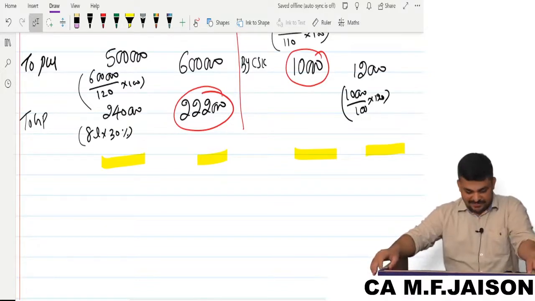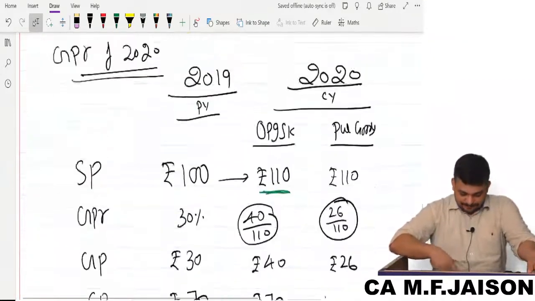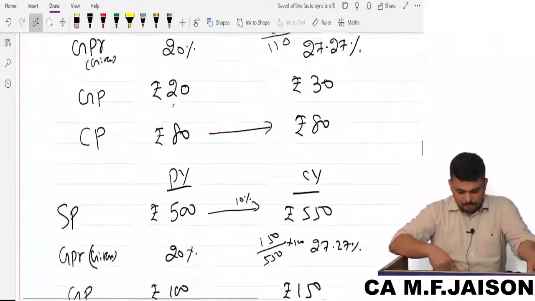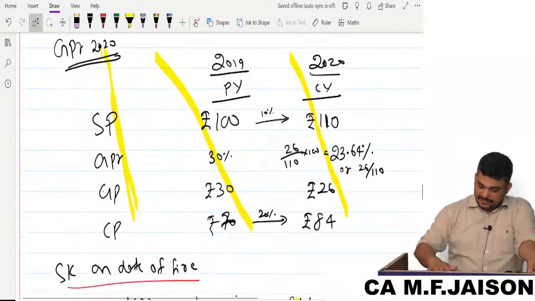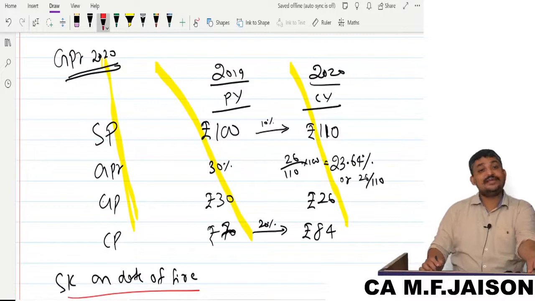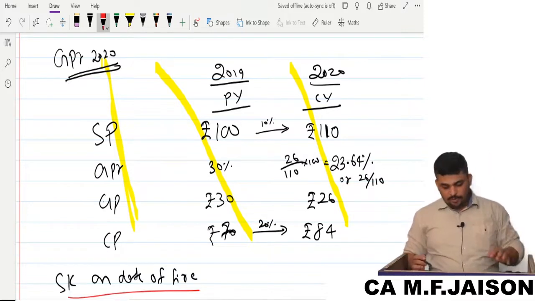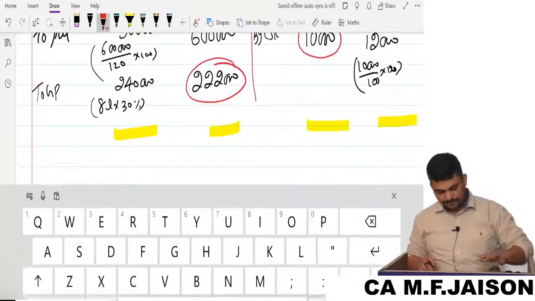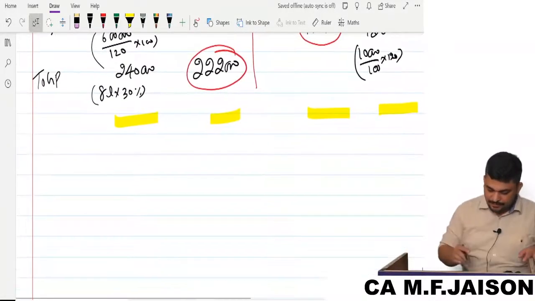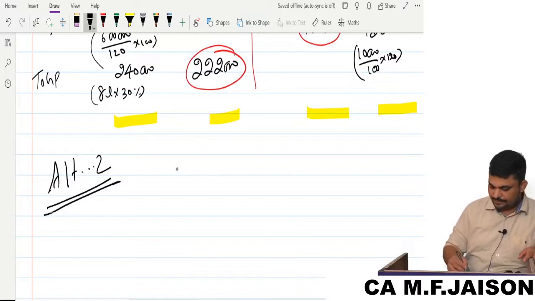What is that another alternative to arrive at the same answer? Imagine I prepare a trading account. We got a gross profit ratio of 30%, and then you prepared the GPR table, in which you got 26 by 110. Imagine we require conversion and we apply 26 by 110. Here, one change we are going to make is a memorandum trading account, another alternative. Directly presenting the memorandum trading account.